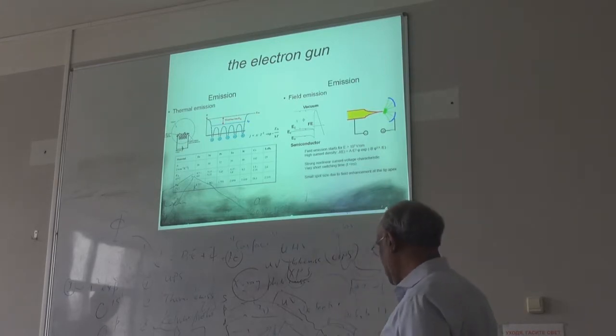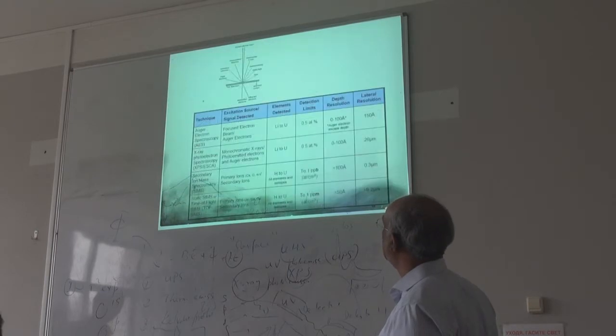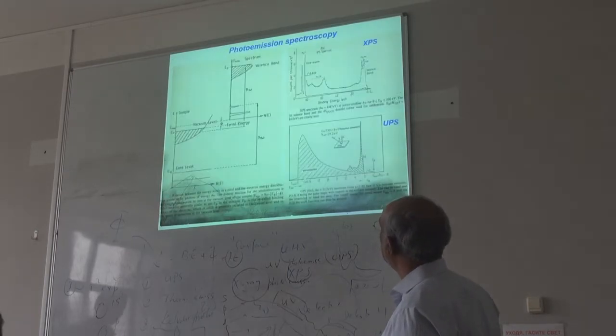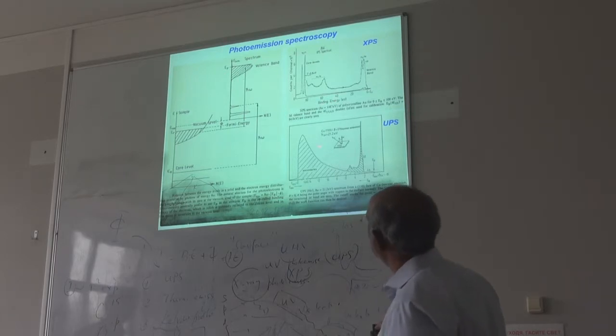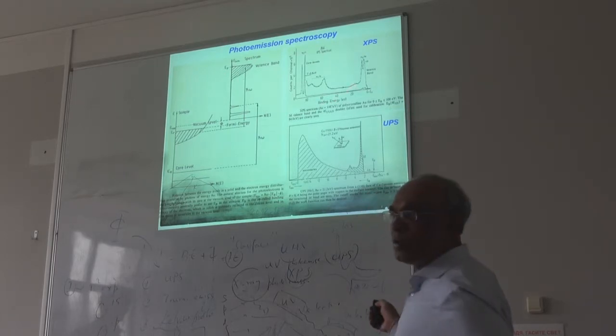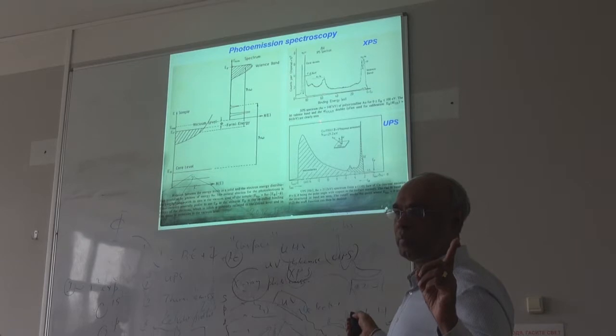So this lecture is important for UPS. You can get this Fermi energy directly. Look at this. Is this clear for everyone? This is the XPS spectrum.